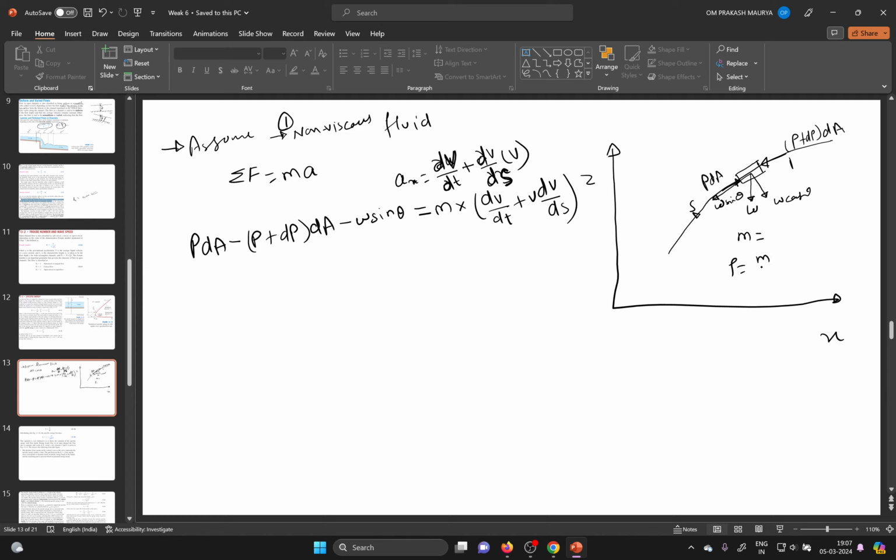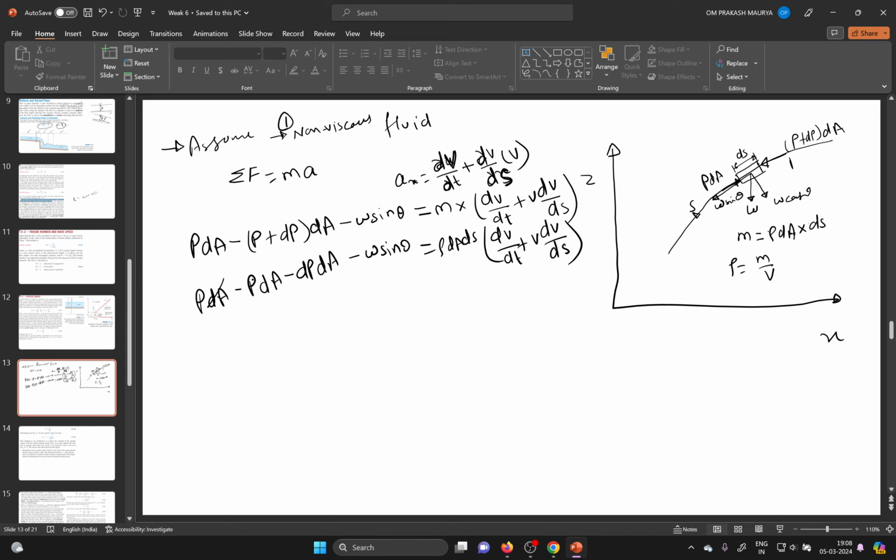You know already, density is equal to mass by volume. So here mass is rho into area into length, and length is nothing but ds, because this is the s direction. So mass is this much, rho dA ds. So PdA minus PdA minus dPdA minus W sin theta equals rho dA ds into dV by dt plus V dV by ds.